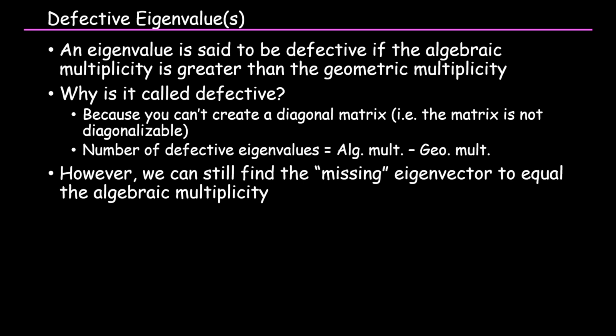And even though they are defective, you can still find the missing eigenvector, so you can make it equal to the algebraic multiplicity. Remember, if the geometric and algebraic are not the same, then there are going to be missing eigenvectors when you plug in that eigenvalue to find the eigenvector. So let's say you have an algebraic multiplicity of 2, but the geometric multiplicity is 1. Then when you put that eigenvalue into the matrix, you'll only be able to find one eigenvector. The other one is kind of missing. It's lost. But we can still find it.